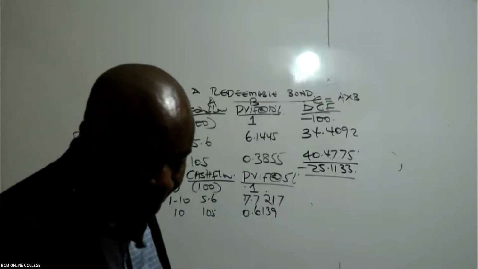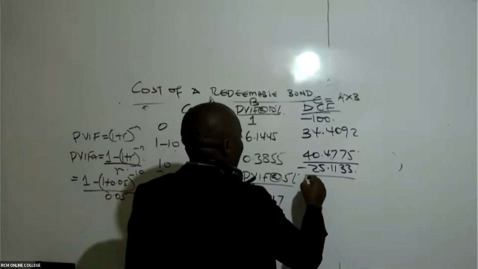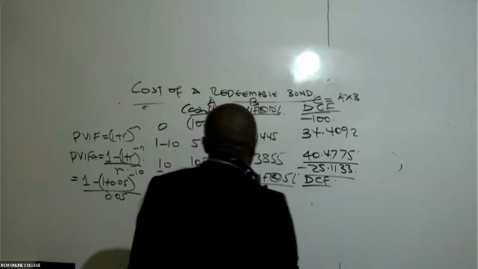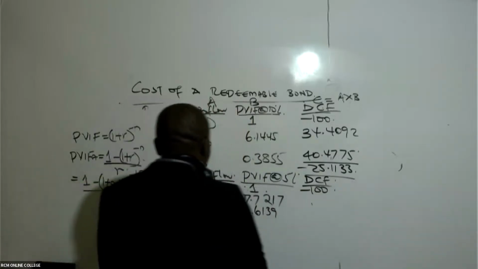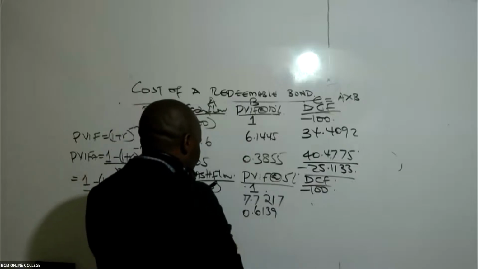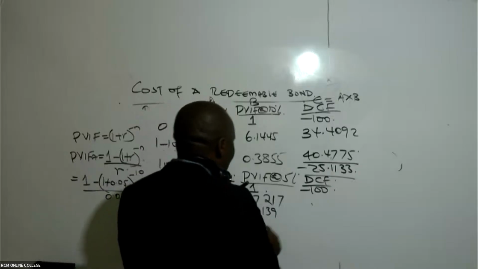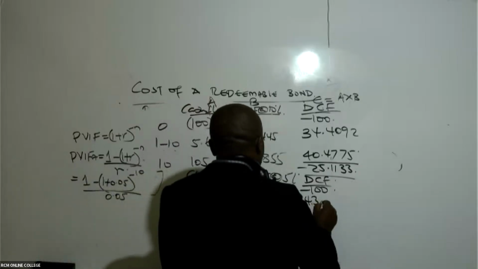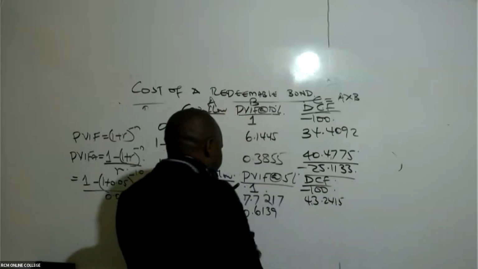So please go ahead and give me the discounted cash flows before I answer accurately. So discounted cash flows, what do I have here? I have minus 100. We have 5.6 times 7.7217, which will end up giving me 43.2415. Then lastly, I have 105.